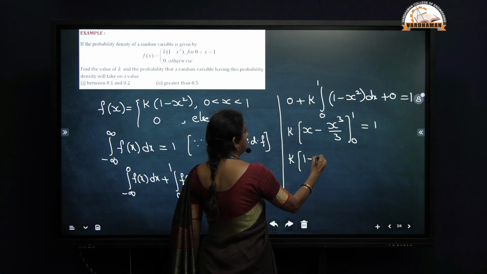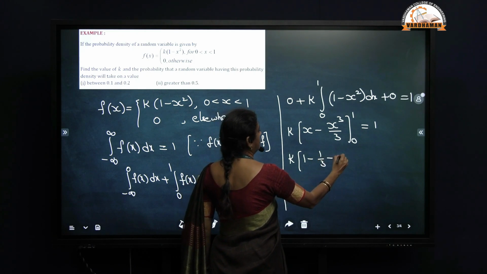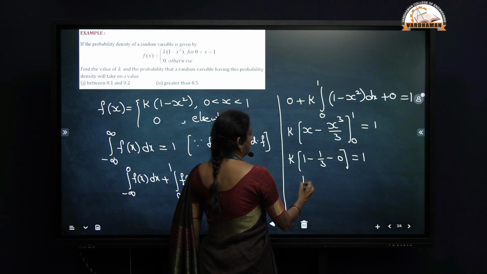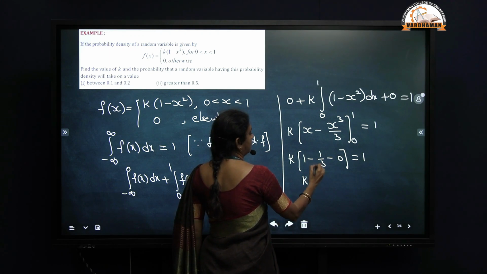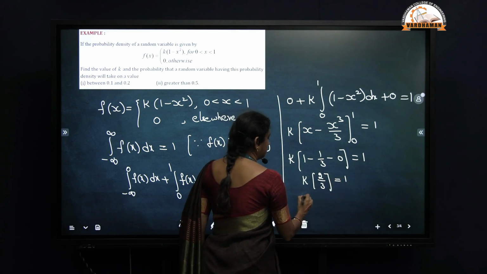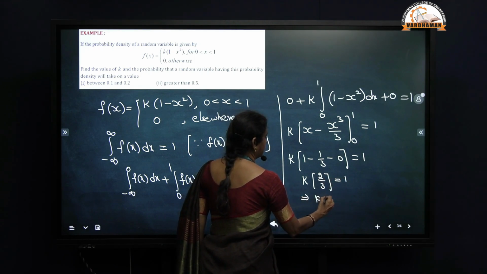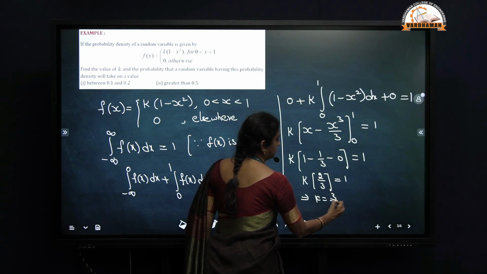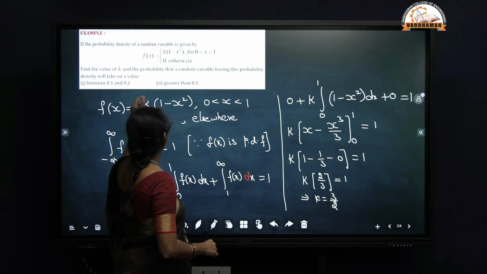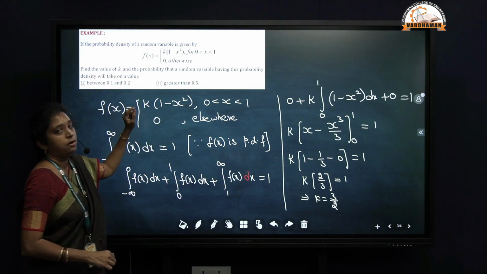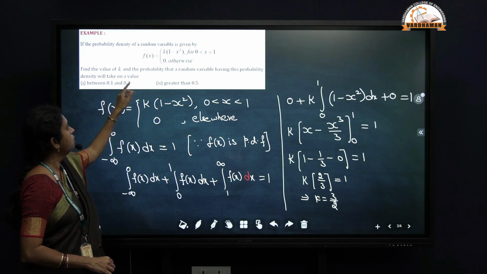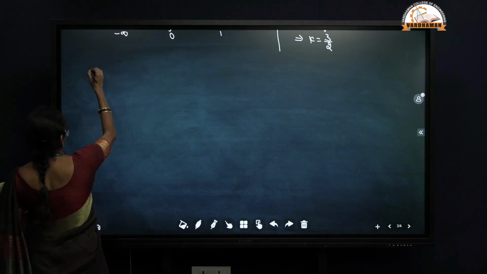Now substituting the limits, we have k times 1 minus 1 by 3 minus 0 is equal to 1. So k times 3 minus 1, which is 2 by 3, is equal to 1. This implies the k value is equal to 3 by 2. So first we found the value of k. Now we have to find the probability value between 0.1 and 0.2, and also greater than 0.5.